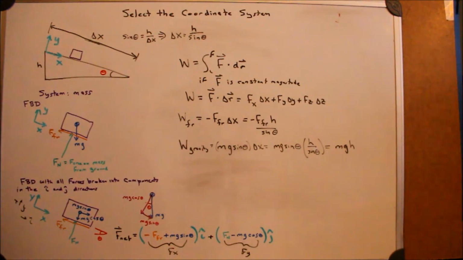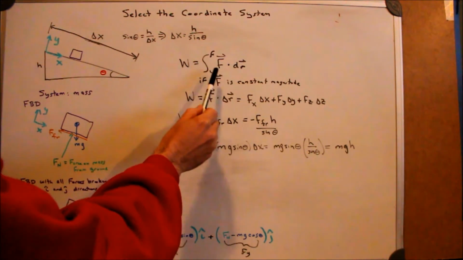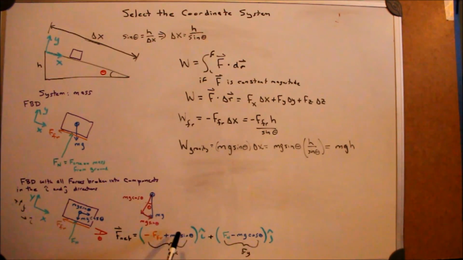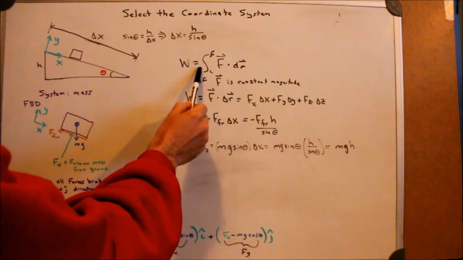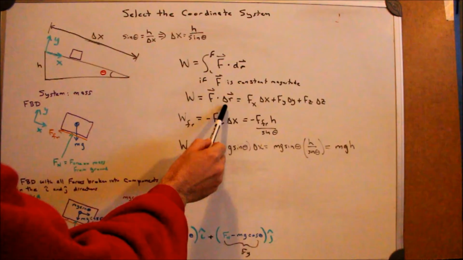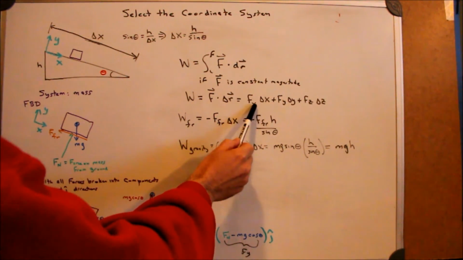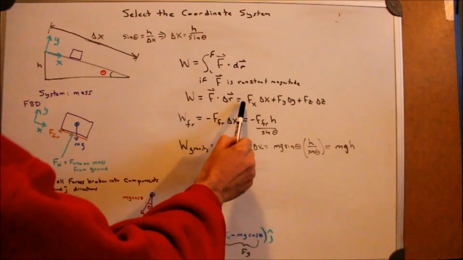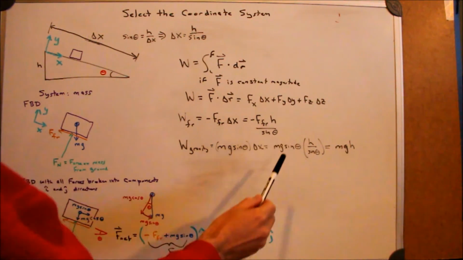If I want to think about work too, I can do it. Work is, in general, F dot dr from the initial to the final state. In this condition, since thetas aren't changing, the force magnitude is constant, so it can come out of the integral sign. So it's just the force times the change in r, which is the force in the x direction times the change in x, because it's a dot product, and then the force in the y direction times the change in y, etc.